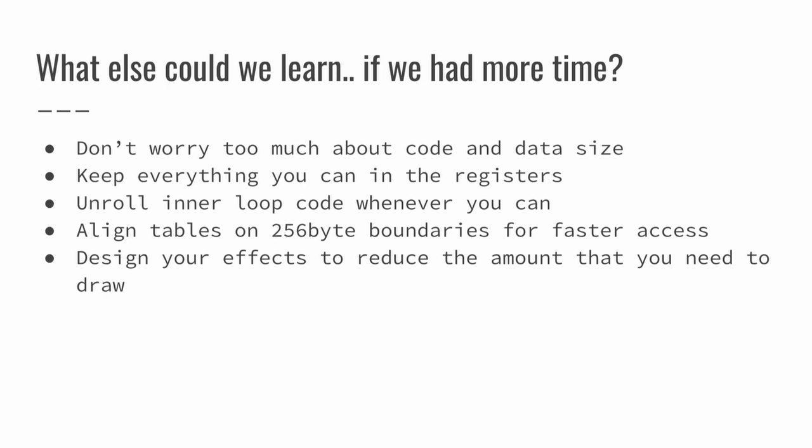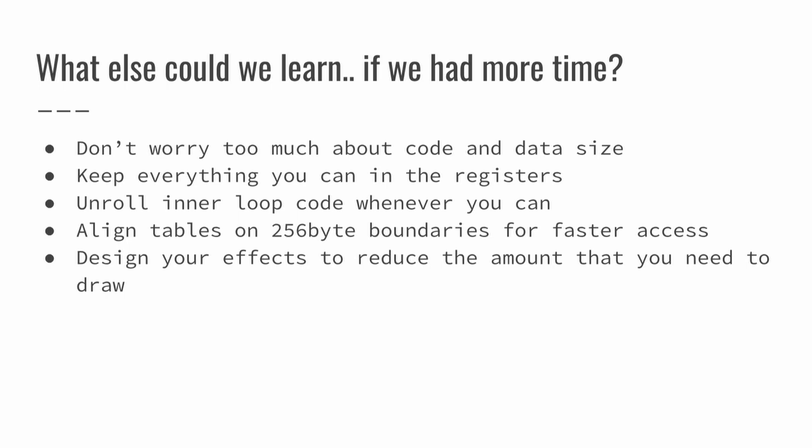Aligning your tables on 256-byte boundaries. This helps massively with the way the Z80 accesses memory. If you remember those 16-byte registers that you had, what you'll tend to do is set the high byte to point at the base of a table, and then you can just set the low byte to look inside that table. So you end up with tables aligned on 256-byte boundaries that are 256 bytes long, and those are really quick to look up. So things like sine tables, line address tables, stick them on a 256-byte boundary, and they're much quicker to read. And the last one is more design related.